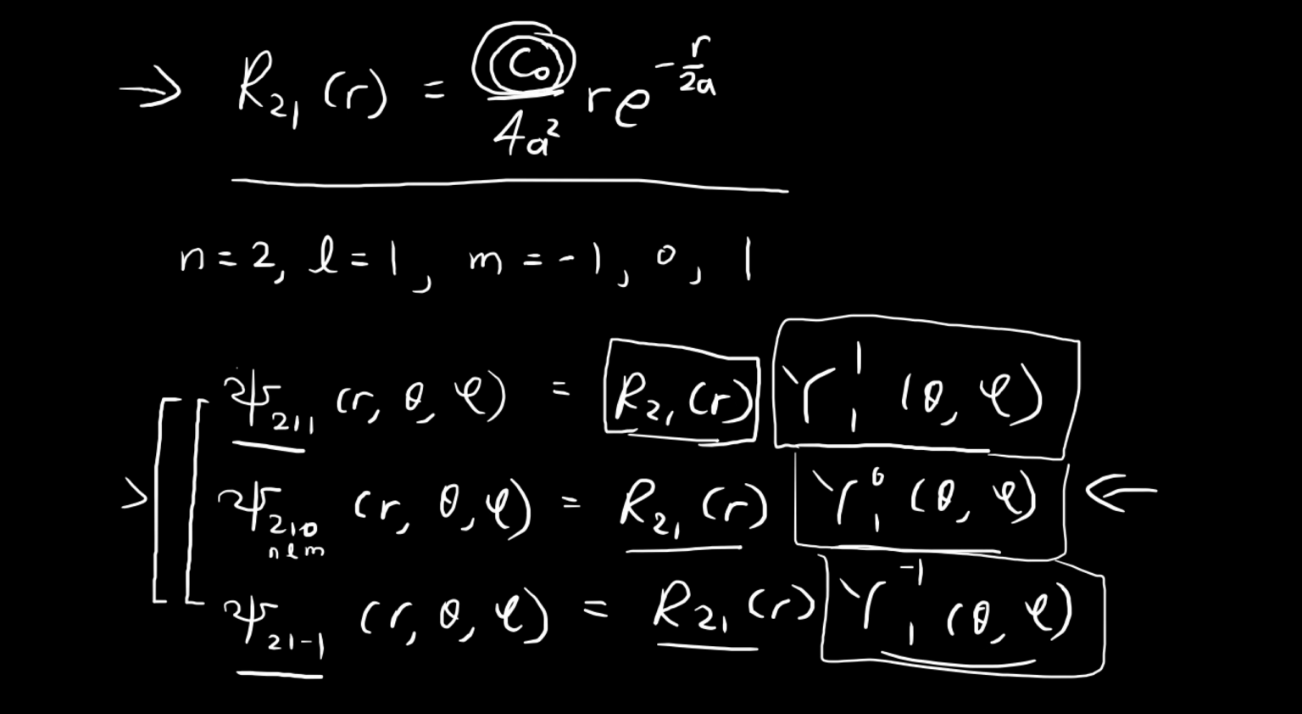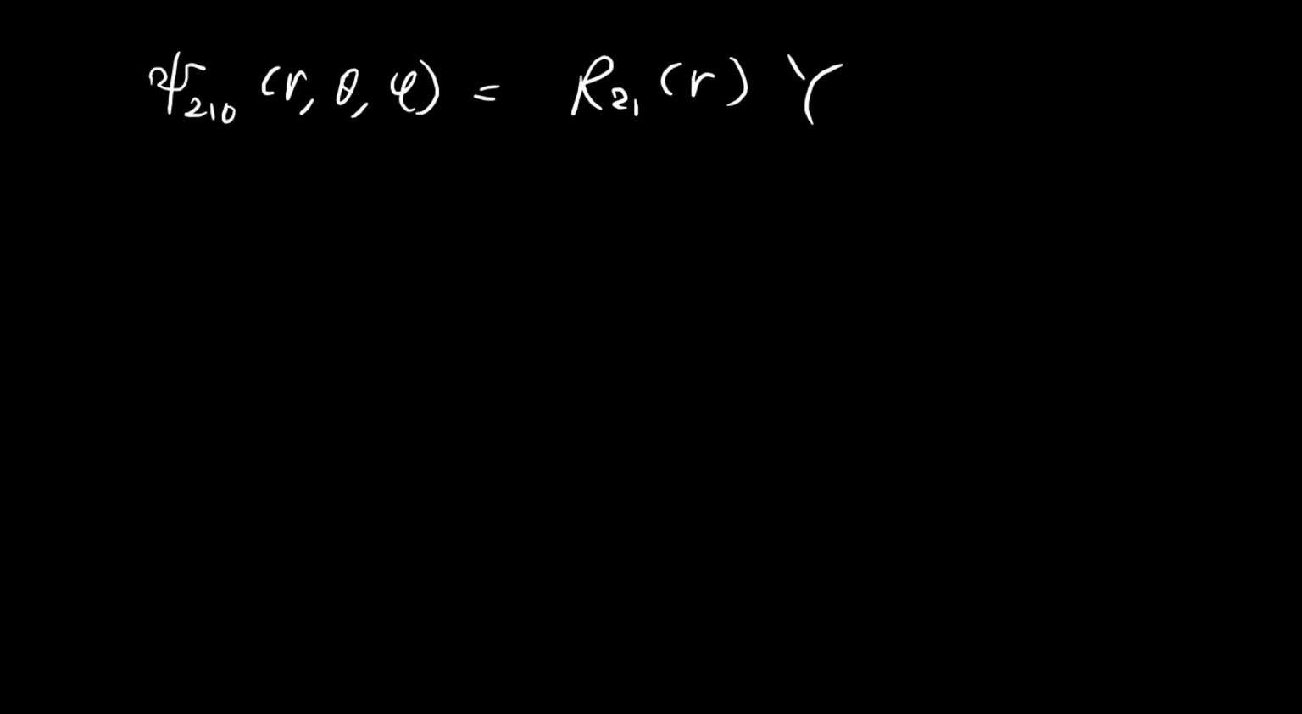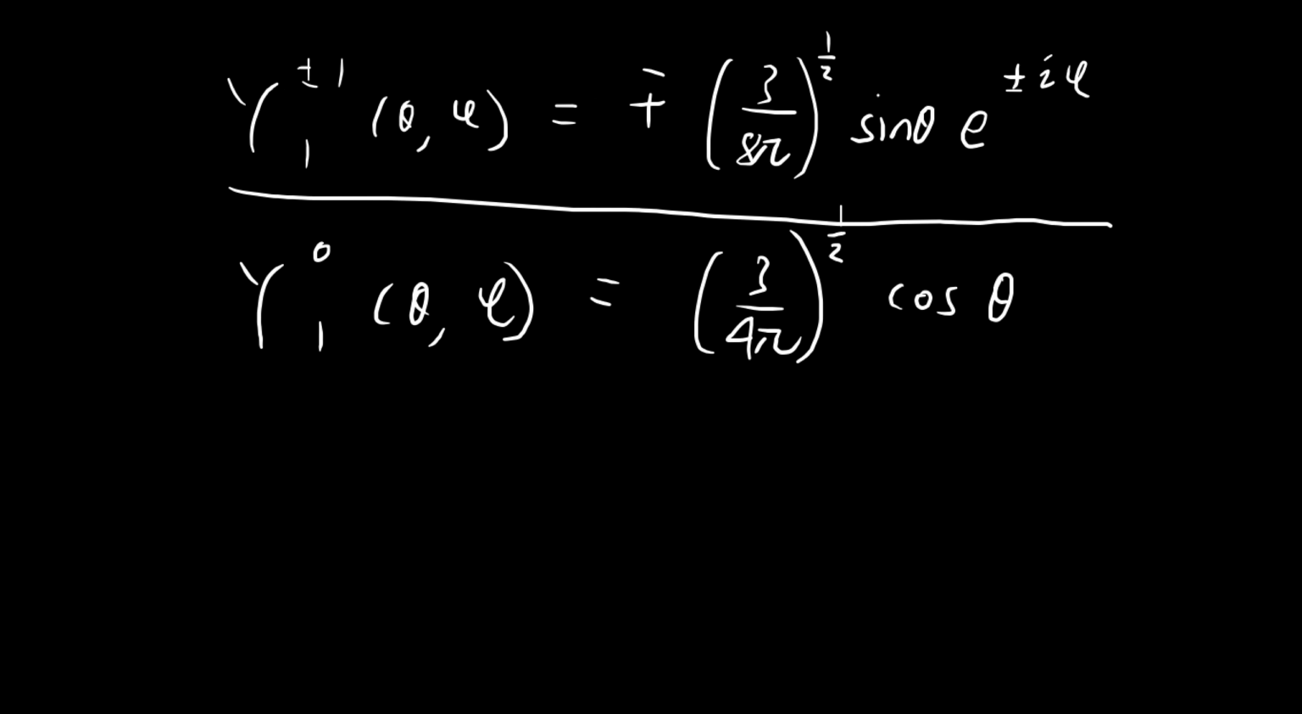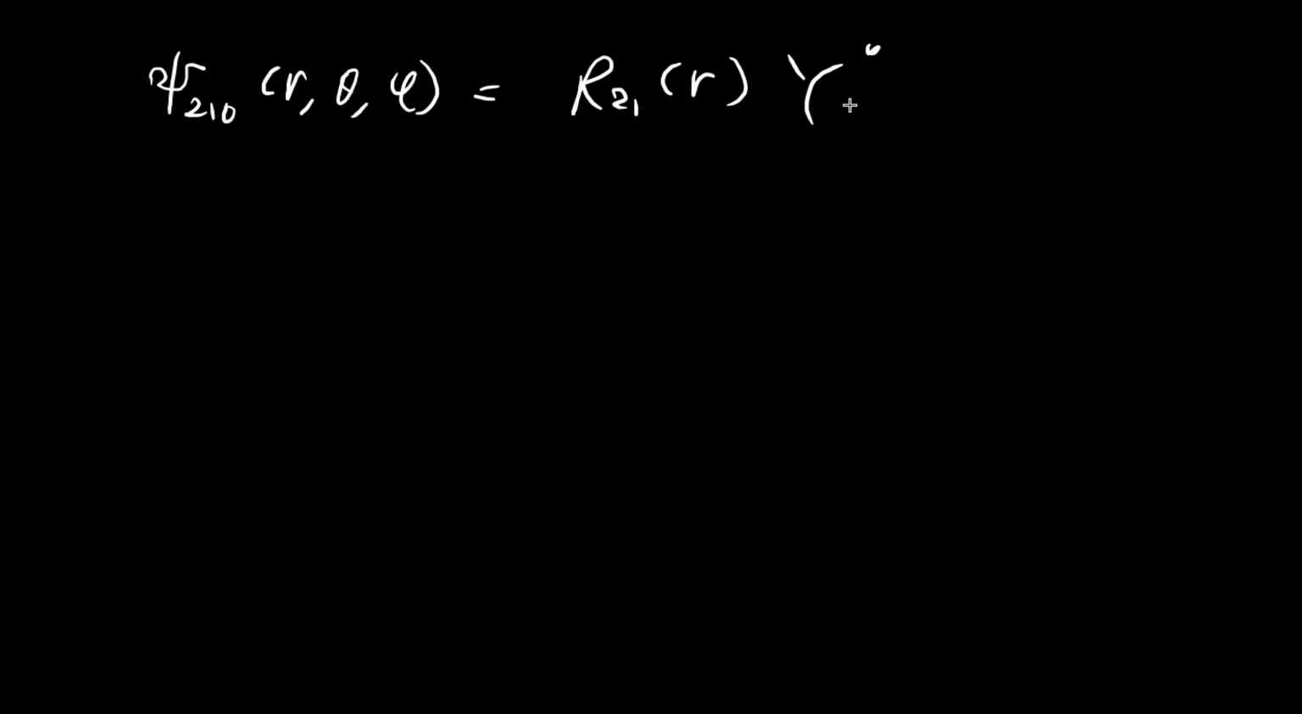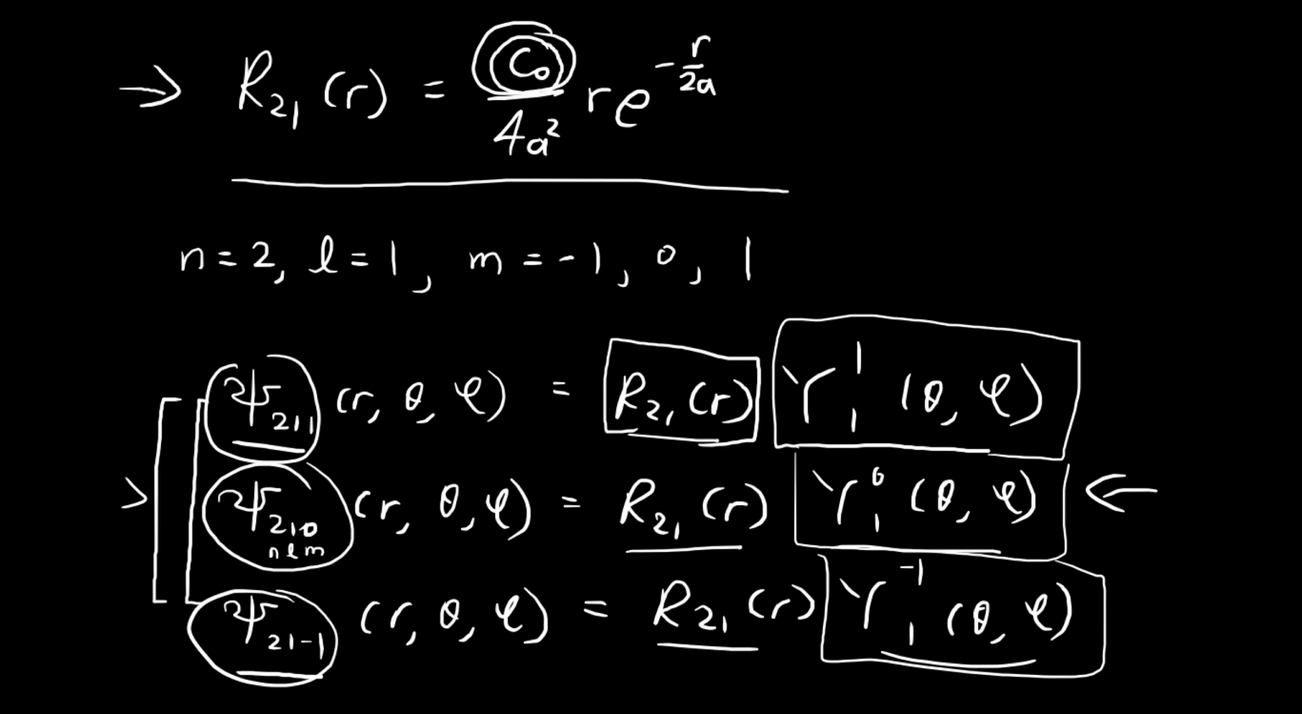So now we have constructed these two. So now this is the only one that remains to be done. So we have psi 210 of r, theta, phi, and once again this is equal to R21(r) multiplied by Y01, which is this expression, the square root of 3 over 4 pi. So let's just copy down the R21 first.